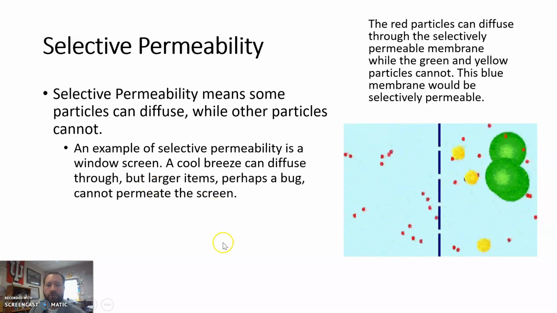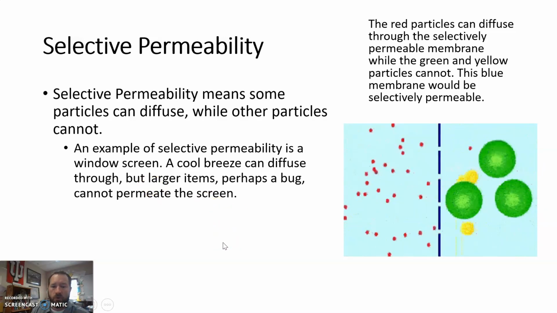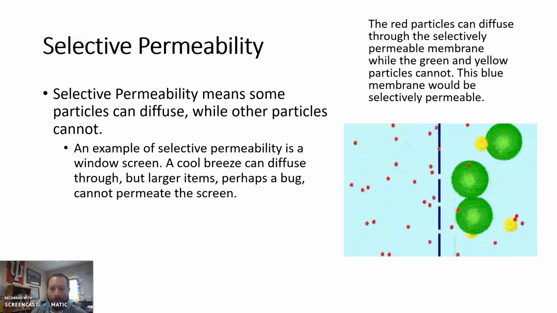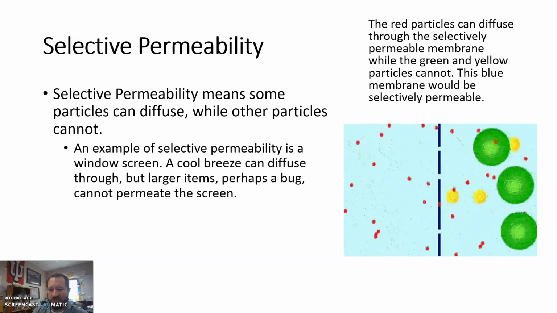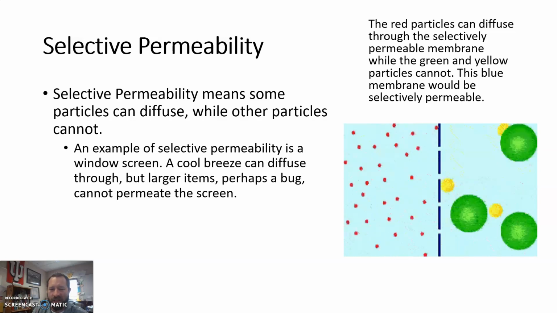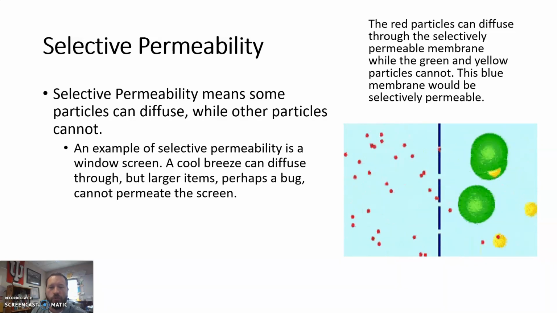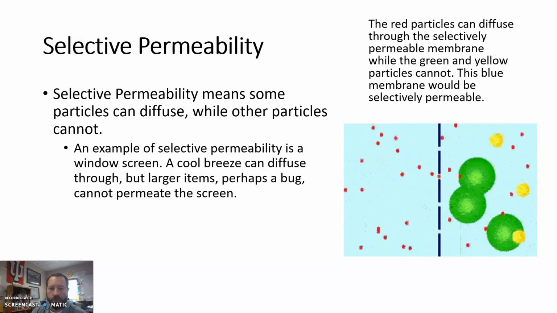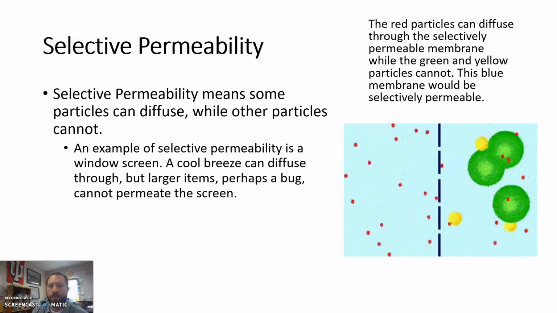So an example of selective permeability is a window screen. You probably have several of them in your house right now. A window screen has small enough holes that air can pass through and you get a nice cool breeze on a hot summer day, but it's too small for something larger, let's say like a bug, to pass through.